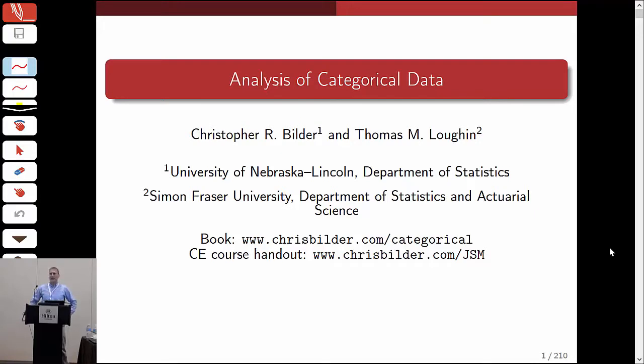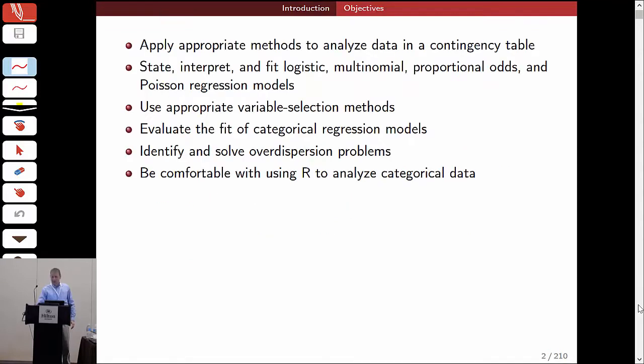If by chance you were able to get by that front table out there without picking up a handout, you might want to go back out there and get one of these paper handouts. Okay, so a few things.